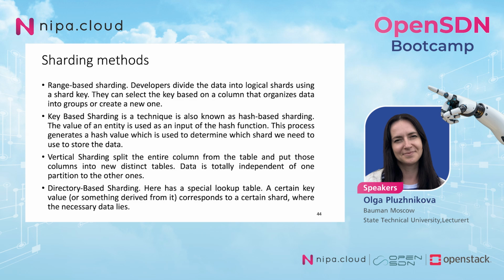In directory-based sharding, a certain key value corresponds to a certain shard where the necessary data lies. The application first goes into the directory, finds out where to knock, and then goes to the data. The directory itself becomes a potential bottleneck and point of failure. It needs to be made highly available and scalable. Each data request requires additional access to the catalog, which increases latency.